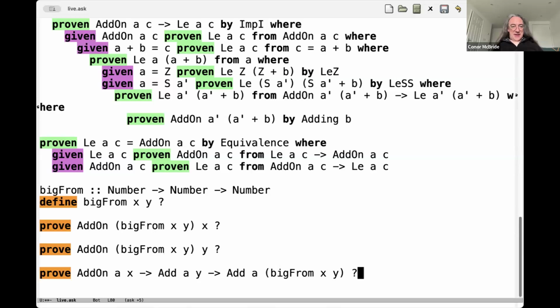Or what am I saying? Yeah. So, if we choose X and Y to be 3 and 4, and we say that big from of 3 and 4 is 0, then I can just say, well, A is 2. I can get from 2 to 3. I can get from 2 to 4, but I can't get from 2 to 0.